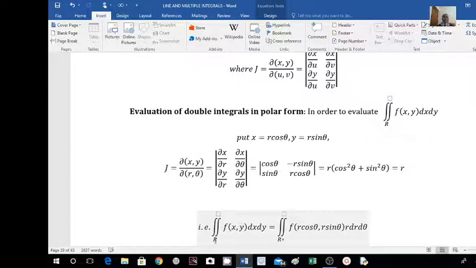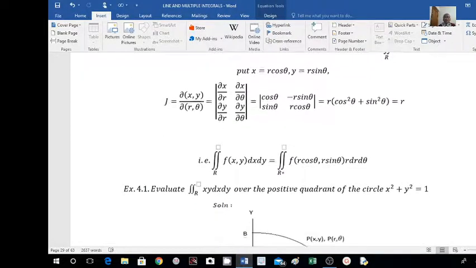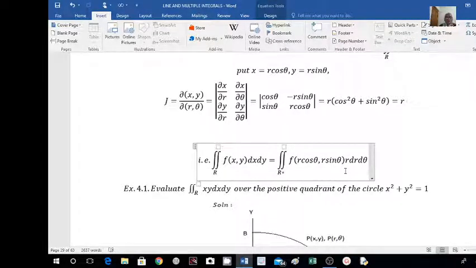Now we can write the double integral over R of f of x comma y dx dy as the double integral over R star, where R star is the region with respect to r and theta, of f of r cos theta, r sin theta, and this J is nothing but r, so we have r into dr d theta. So in order to convert Cartesian into polar, just replace x by r cos theta, y by r sin theta, and dx dy by r dr d theta.